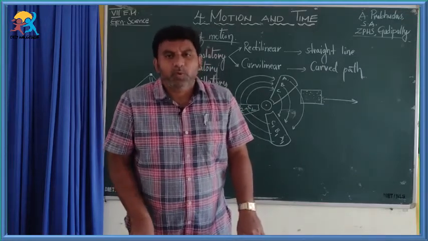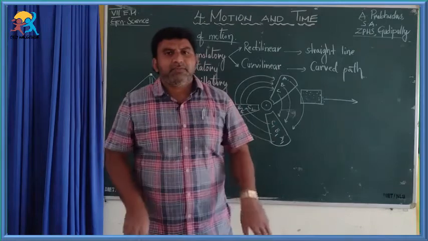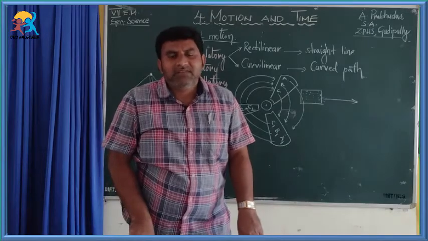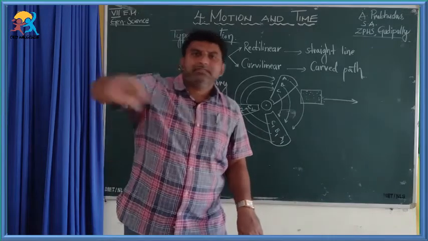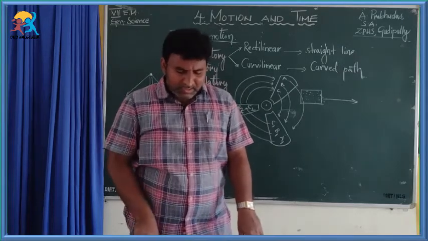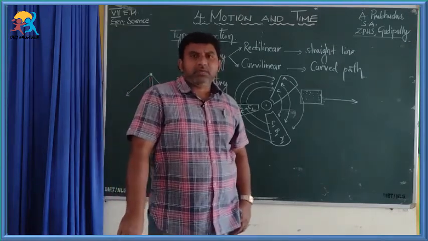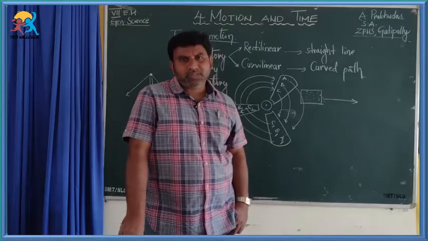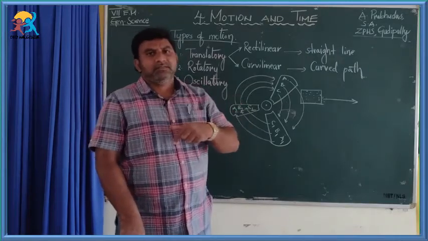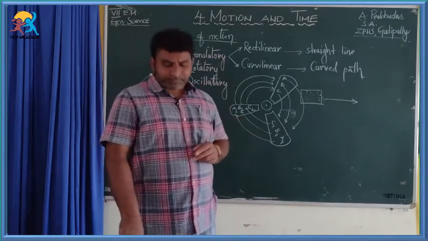Motion of an arrow from a bow. When you pull the string of a bow and release it, the arrow travels almost in a straight line. So, such type of motion is called translatory motion. Next, motion of the earth around the sun. It moves in a circular path. Such type of motion is called rotatory motion.